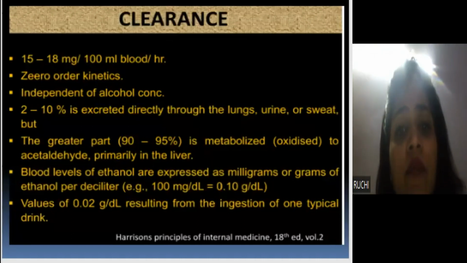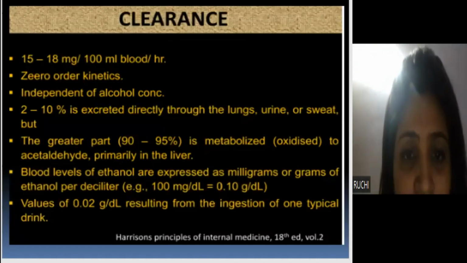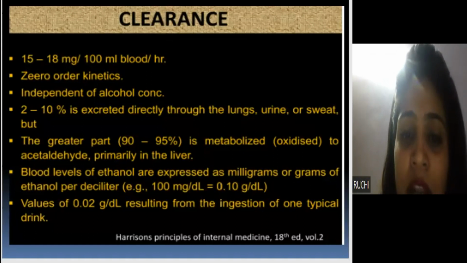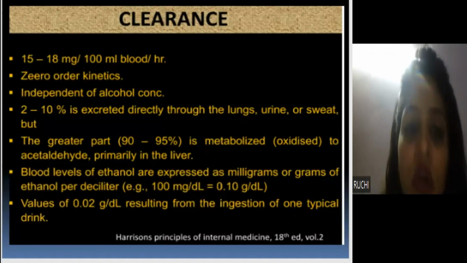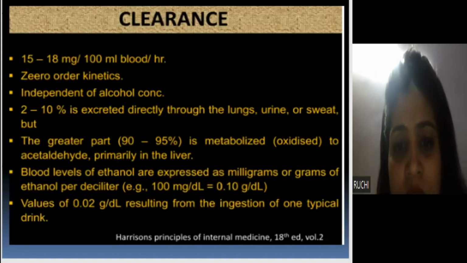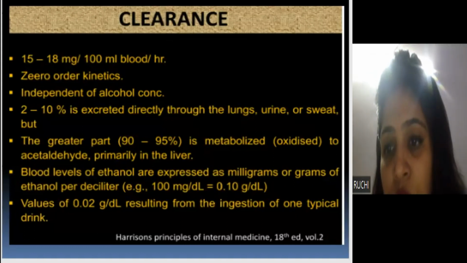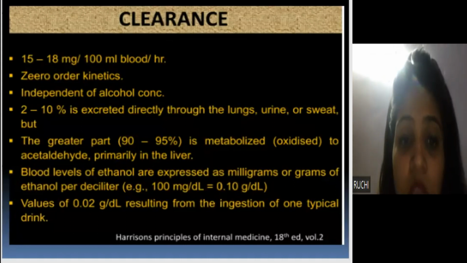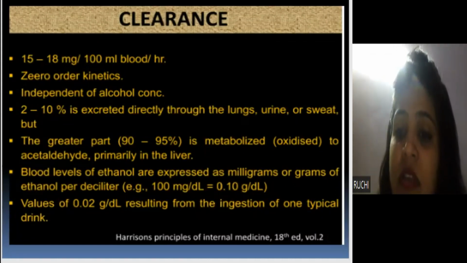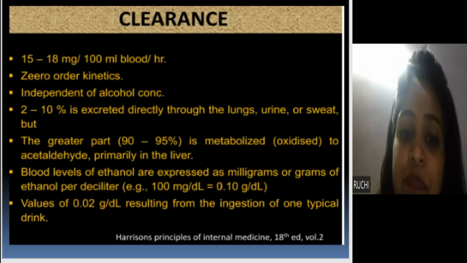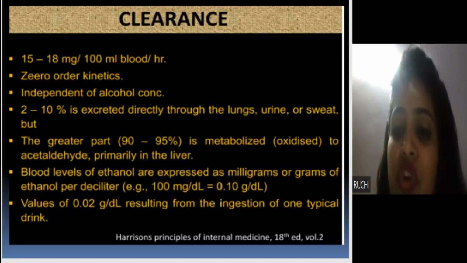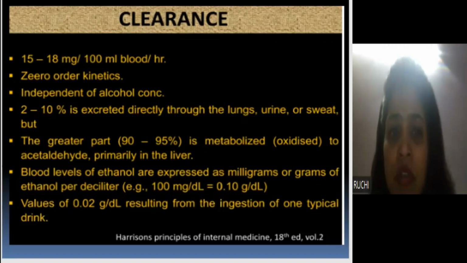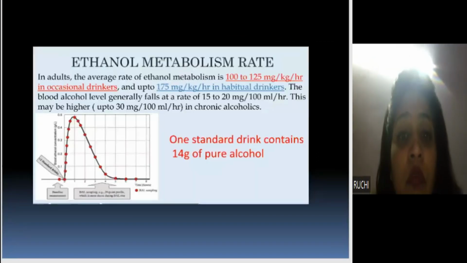Clearance is 15 to 18 mg per 100 ml of blood per hour. It follows zero order kinetics, and it is independent of alcohol concentration. 2 to 10% is excreted directly through lungs, urine, or sweat. But the greater part, that is 90 to 95%, is metabolized to acetaldehyde primarily in the liver. Blood levels of ethanol are expressed in milligrams or grams of ethanol per deciliter. A value of 0.02 gram per deciliter results from ingestion of one typical drink. So this is how the alcohol is cleared from our body.